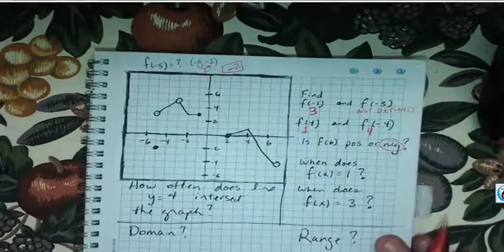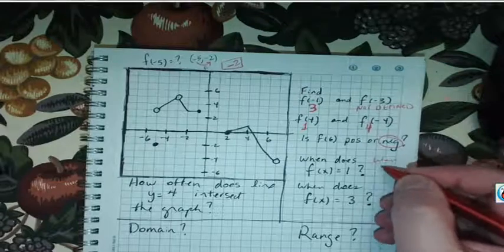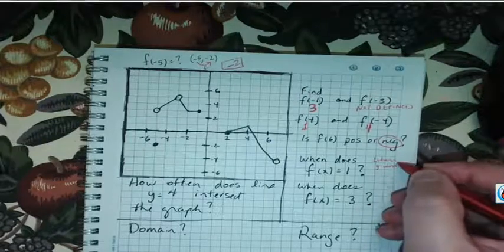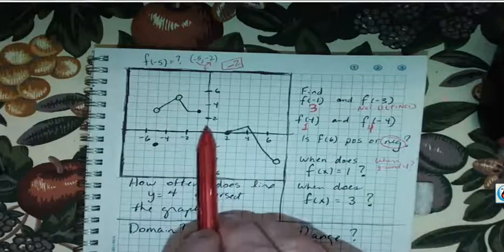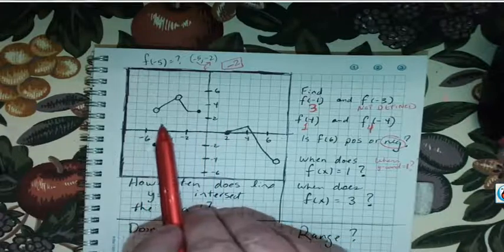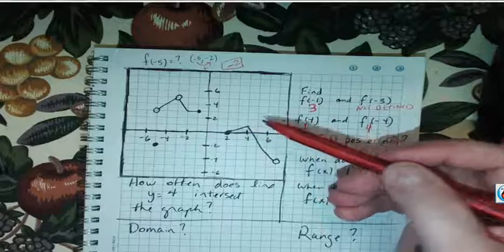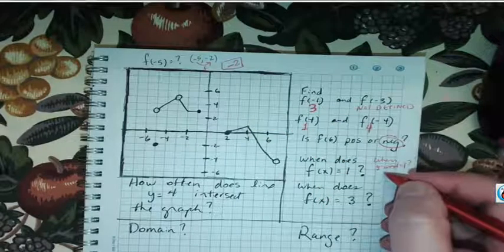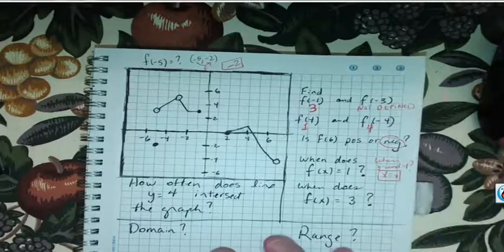When does f of x equal 1? F of x is the same thing as y. So when does the y-coordinate equal 1? That's the same question. So here's the y-axis. There's 1. And the y-coordinate is equal to 1 when x is equal to 4. That's our answer, when x is equal to 4.